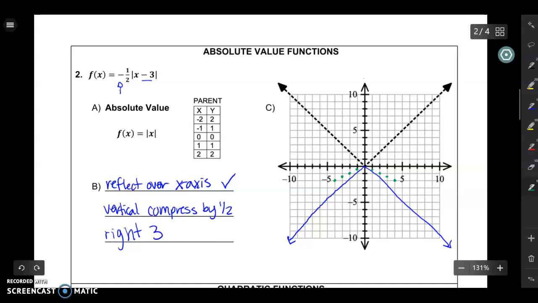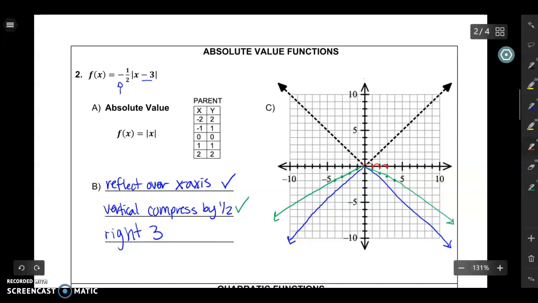Make sure I do this right. And this isn't going to be exact. I just want you to get it approximately right. Okay, so then that green graph represents once I've reflected it and done the vertical compression by 1/2. And then for my final step, I just need to shift that green graph right 3.